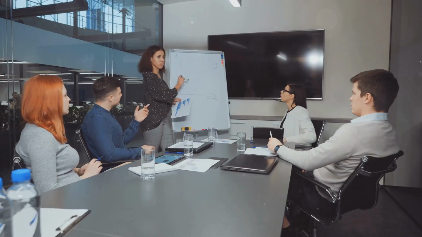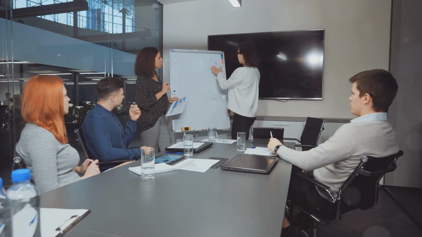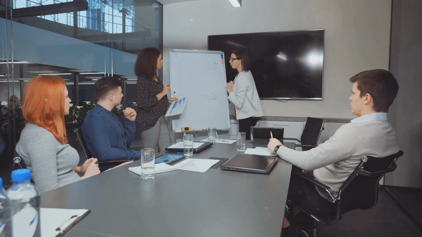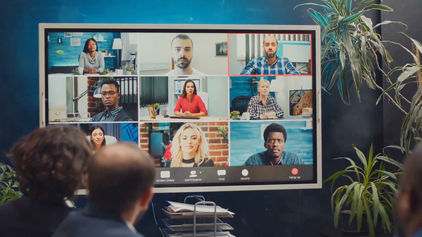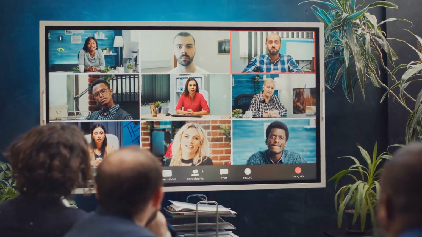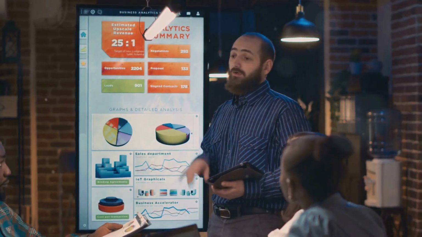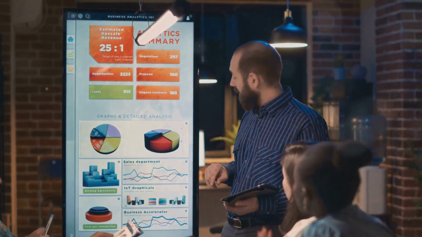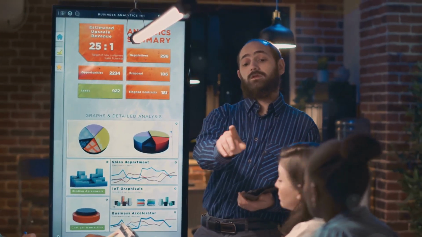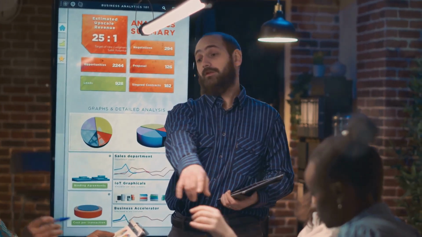Think real-time transcription so you can focus on the conversation instead of frantically taking notes. Plus, it's got automated scheduling and smart participant management, which basically means it does all the heavy lifting for you. But here's the kicker. OConnect also analyzes your meetings, giving you insights into engagement levels and helping you understand how to make your meetings even more effective. It's like having a personal assistant for all your online collaborations.